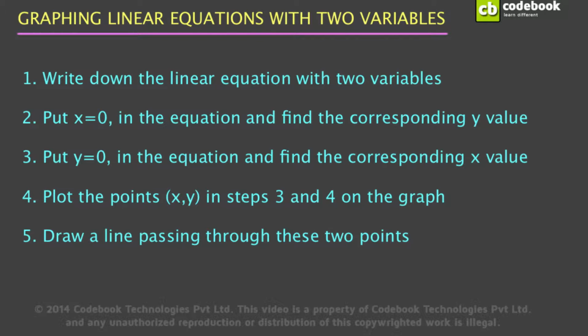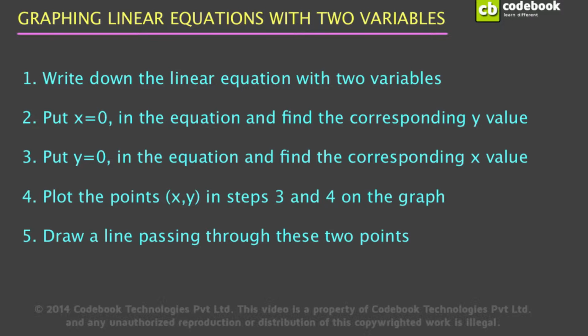In this lesson, we will learn how to graph a linear equation with two variables. The first and foremost thing that you have to remember is that the graph of a linear equation is always a straight line. And we draw a straight line by taking 2 points and joining them. So let's see how we graph a linear equation with two variables.